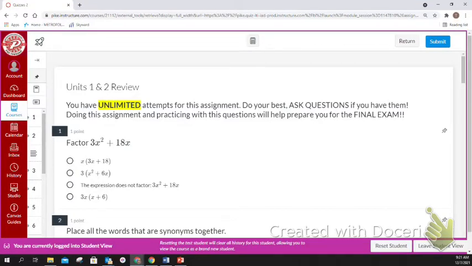So the quadratic formula, well, we don't need that for number one, so I'll write that later.